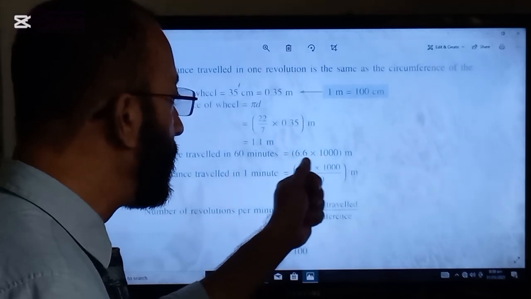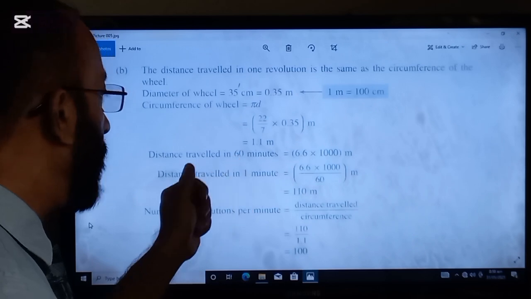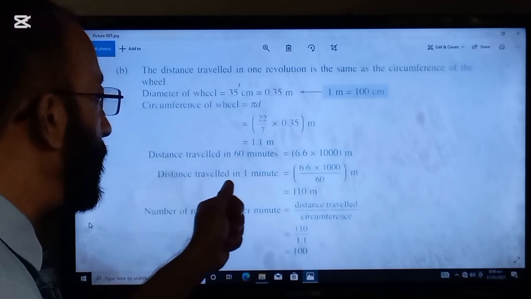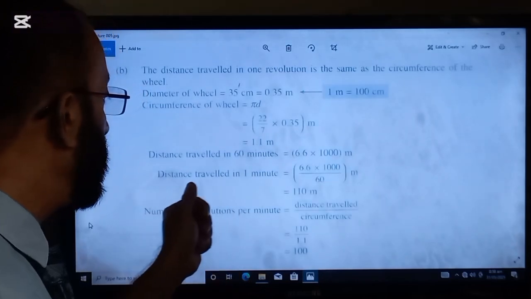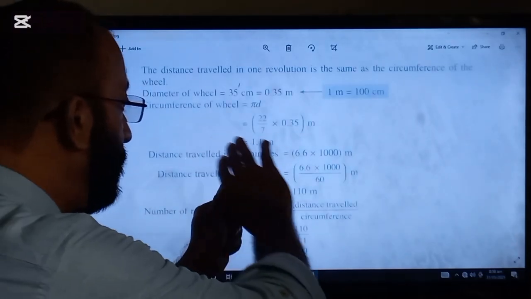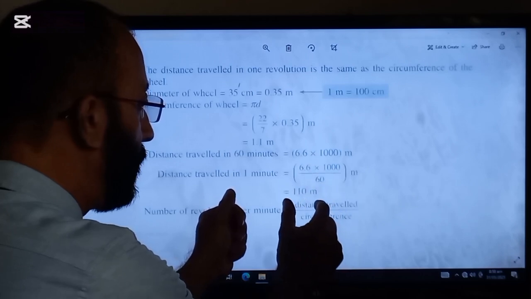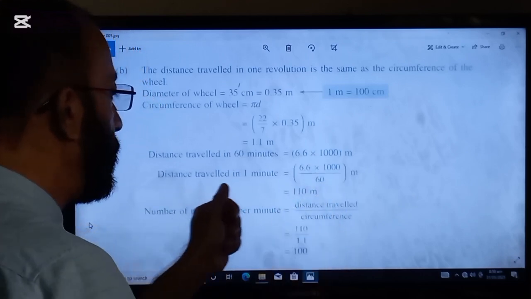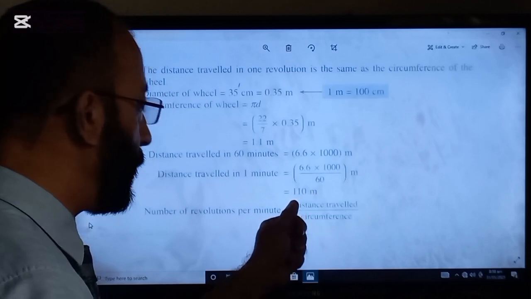So look, now this is the distance in meters that is covered in 60 minutes. Now we are going to find the distance traveled in 1 minute, because 1 minute was the requirement. So for the distance traveled in 1 minute, this 60 will go to the denominator of the right side. So solve it on the calculator now. This is actually the distance that is traveled by the wheel in 1 minute.